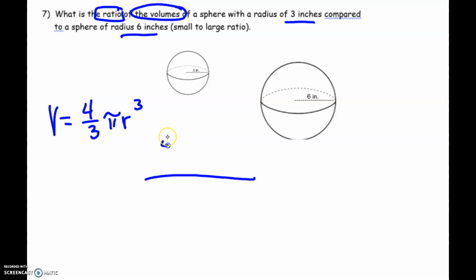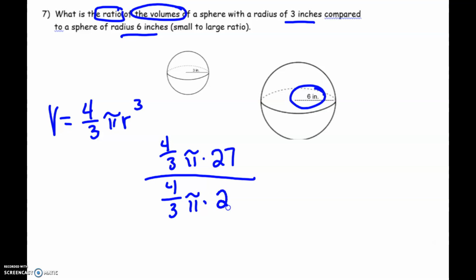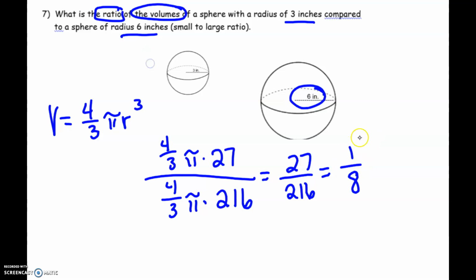The small sphere is going to be 4/3 times pi, my radius cubed, 3 cubed. 3 times 3 is 9, times the number 3 is a 27. For my larger sphere, still 4/3 times pi times my radius cubed. 6 times 6 is 36, times 1 more 6 is 216. So if you were to just simplify 27 divided by 216, you end up with 1/8, or 1 to 8 is the ratio of their volumes.